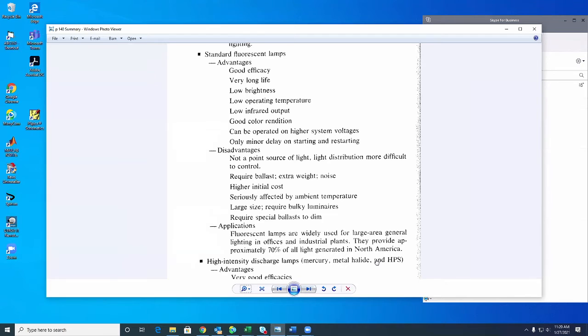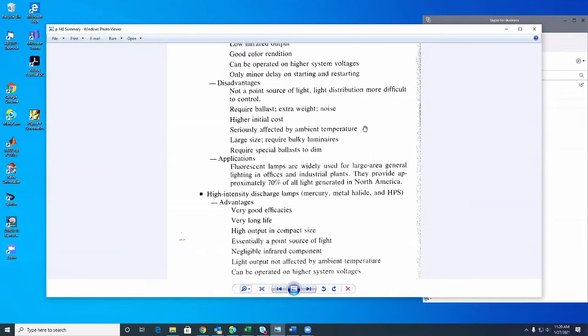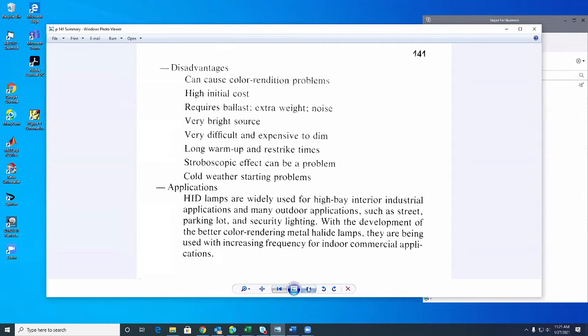Now next, the high intensity discharge lamp. Very good efficacies, very long life, high output, compact size. Disadvantages: the color, okay, can be a disadvantage. They are costly.